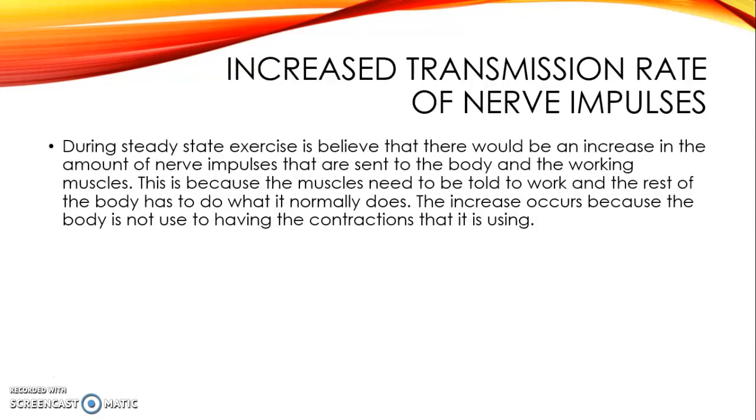Increased transmission rates of nerve impulses. During steady state exercise, I believe that there would be an increase in the amount of nerve impulses that are sent to the body and working muscles. This is because the muscles need to be told to work and the rest of the body has to do what it normally does. The increase occurs because the body is not used to having the contractions and signals that it needs to.